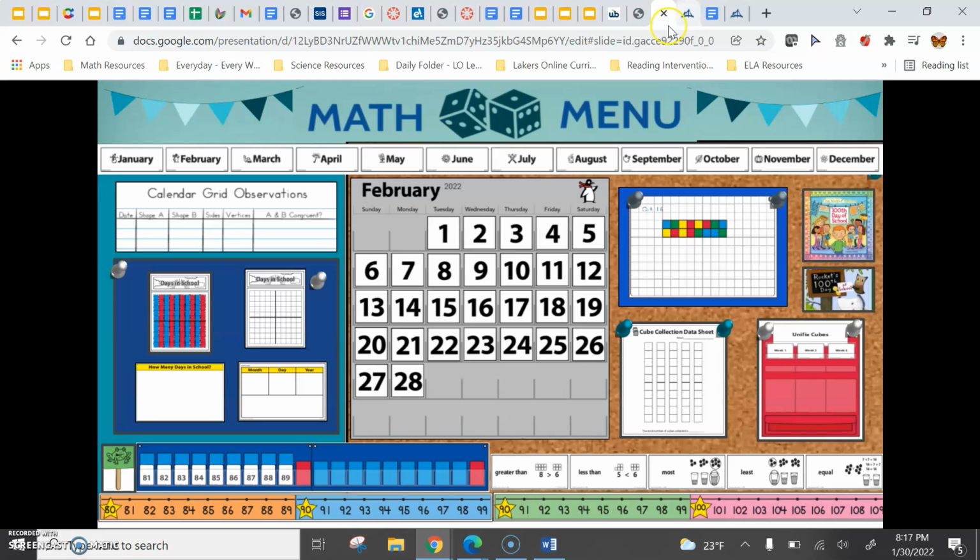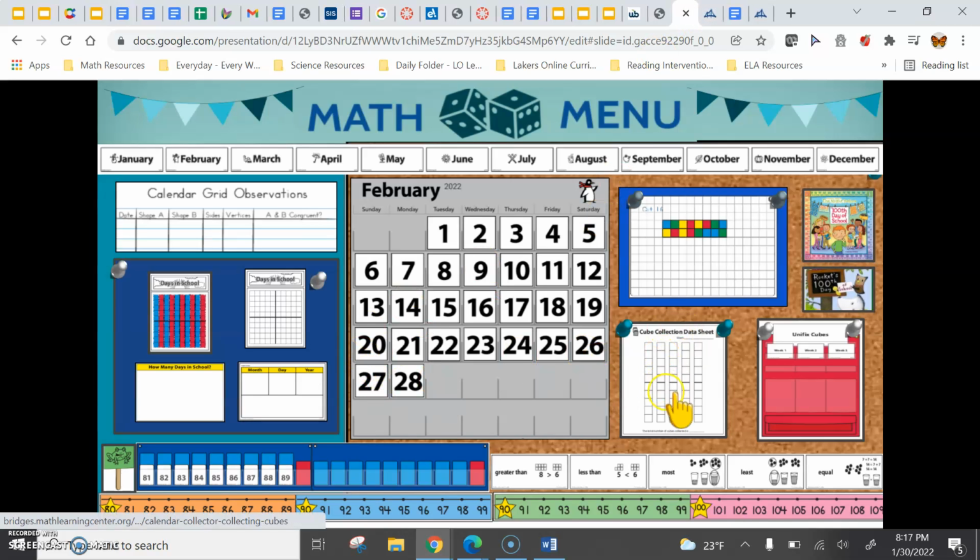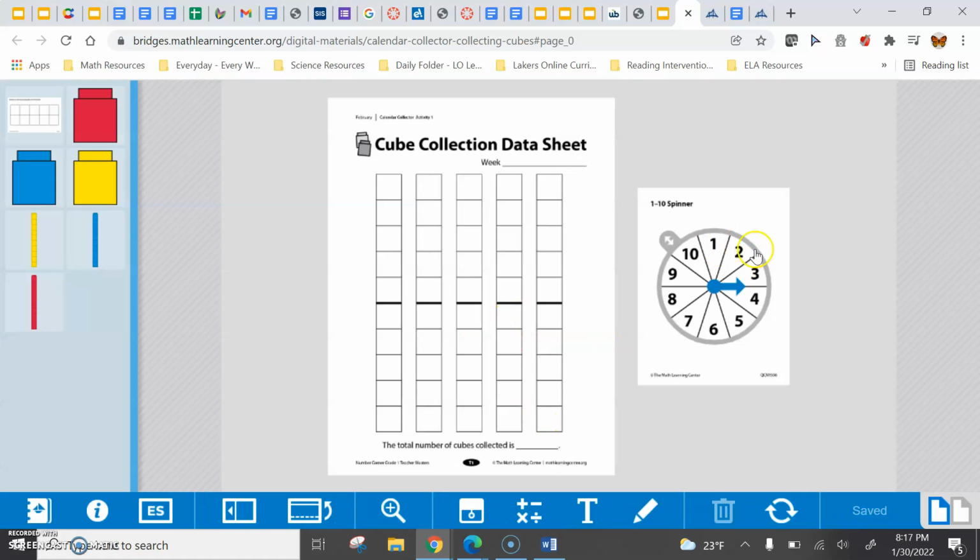All right, all stars. The last thing we're going to do is a new activity where we are going to collect cubes each week, and we'll find out how many cubes we collect all together. So I'm going to spin the wheel. We didn't collect any yesterday, so I'm going to spin the wheel twice to see how many we collect for yesterday and today.